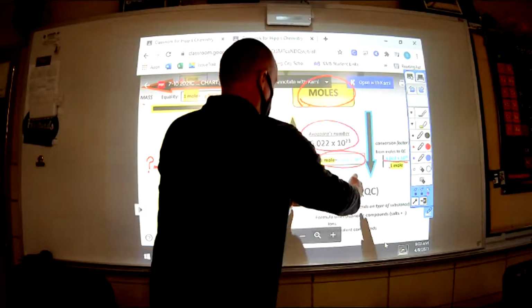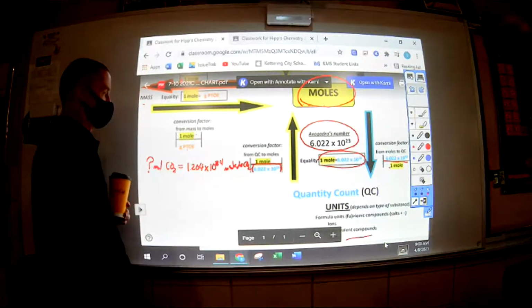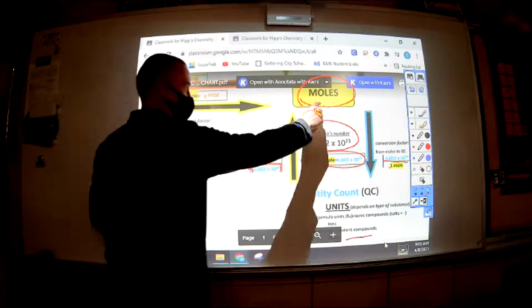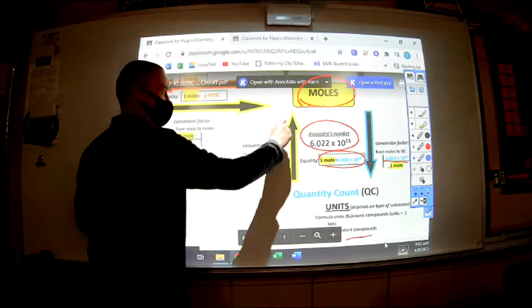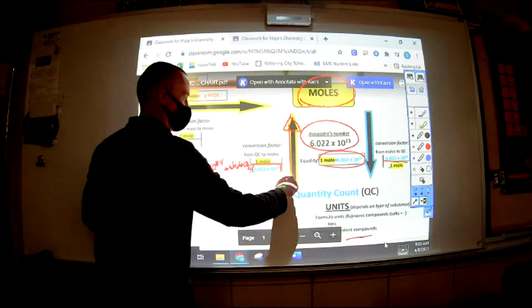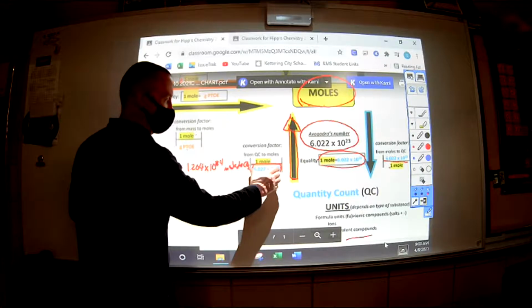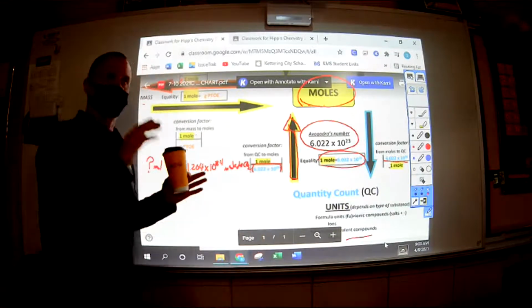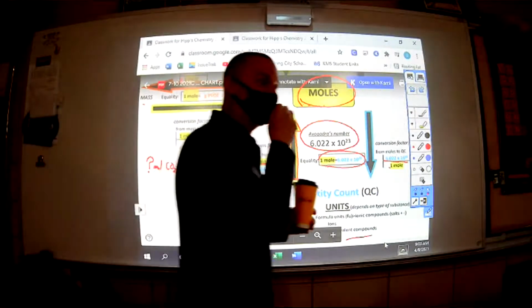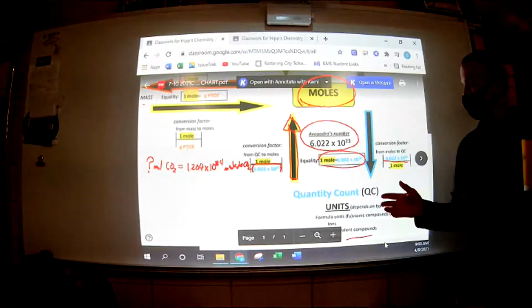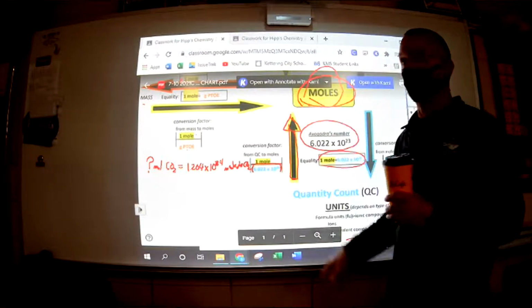We're given a quantity count, molecules. There's the unit down there. And we're asked for moles. So I'm going from quantity count up to moles. There's my arrow. Do you see that? I'm going up. Here's the conversion factor that I would use right next to the arrow. You're allowed to use this chart on your homework. All you have to do is read, what is the question? How many moles?